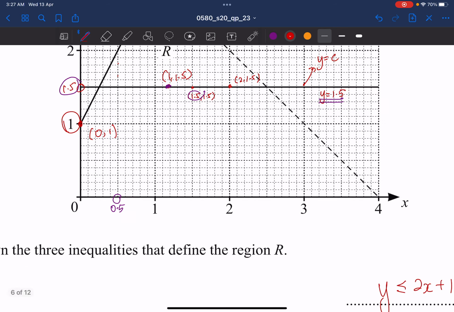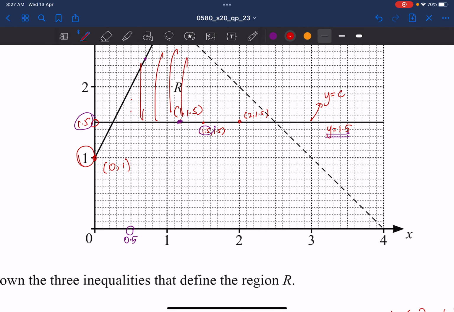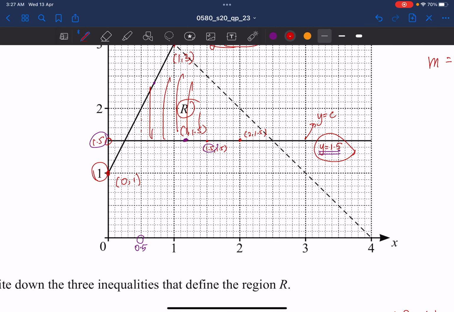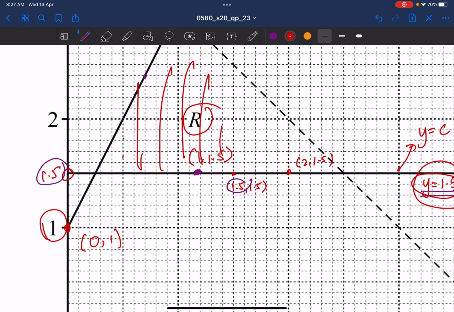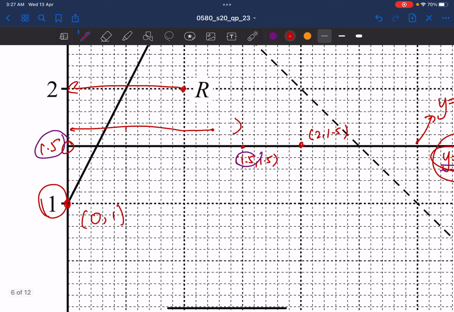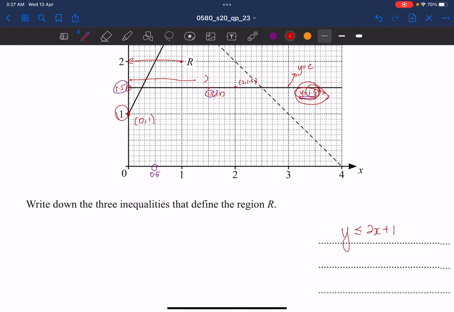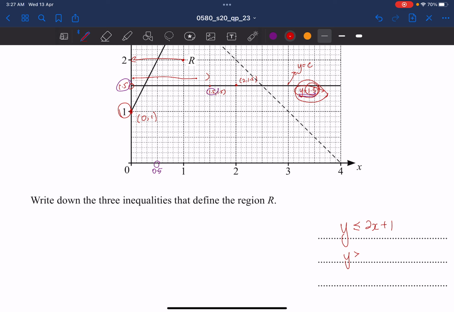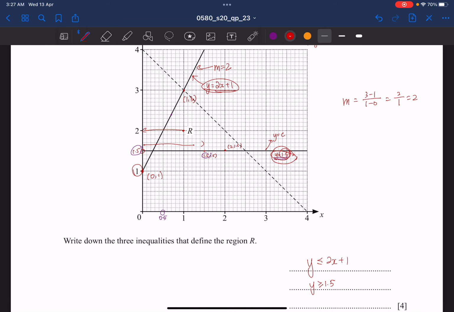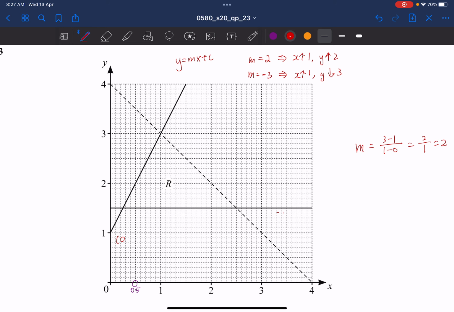But this region R is above this line, so it's greater than, right? For any point above this line, the y value will be greater than 1.5. For example, for this point the y value is 2, and for this point the y value is maybe 1.65. It's greater than 1.5. So this is y greater than or equal to 1.5, because it is a solid line.